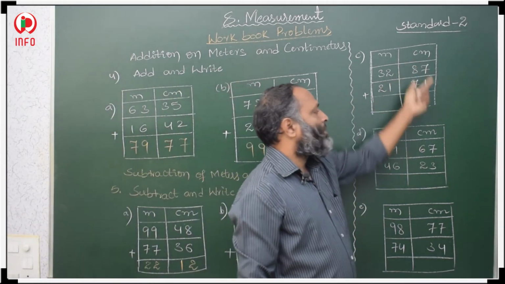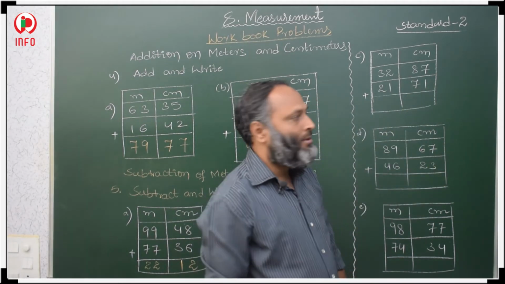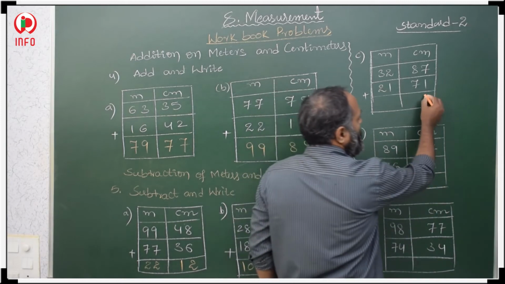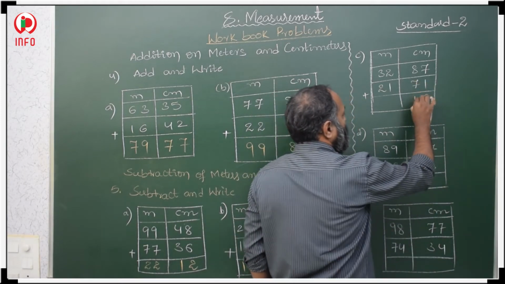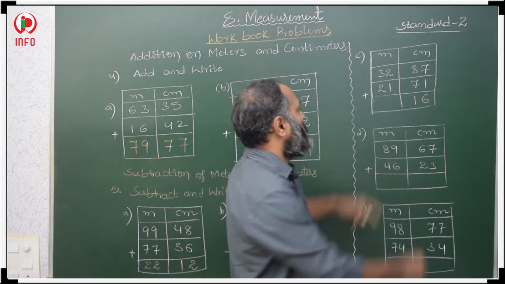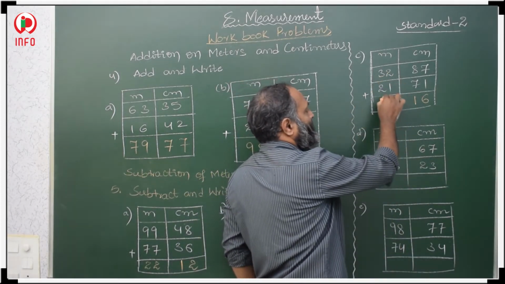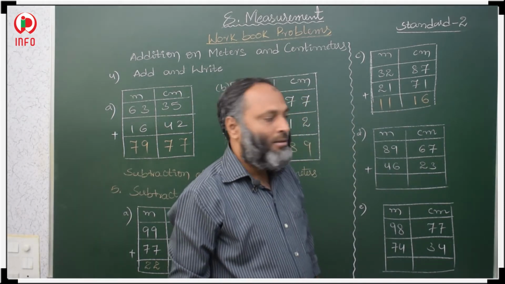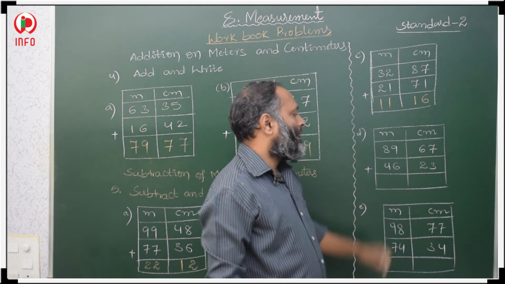So, the centimeters part we have to subtract first. The extreme right digit we have to subtract. 7 minus 1 is 6. 8 minus 7 is 1. 16 centimeters. Now, 2 minus 1 is 1. 3 minus 2 is 1. 11 meters, 16 centimeters. Now, in question number D.